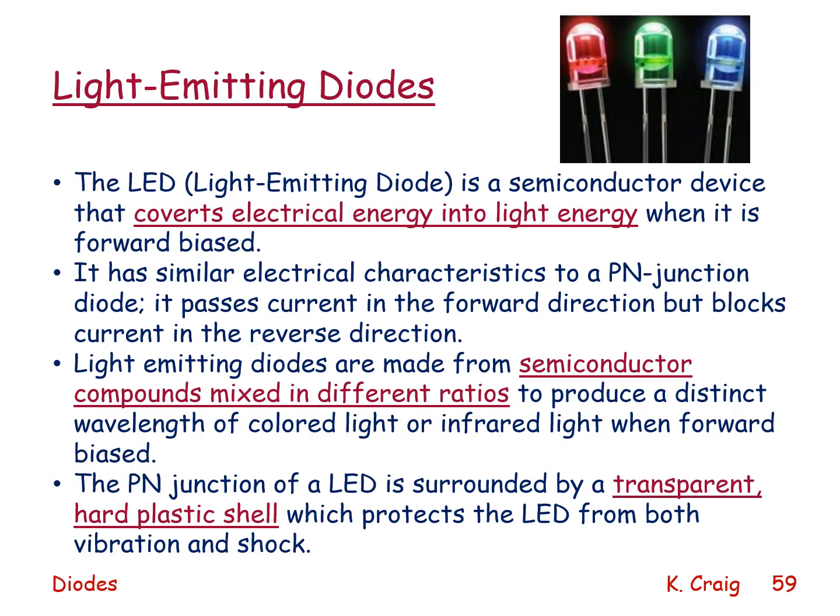Light-emitting diodes, or LEDs. The LED, light-emitting diode, is a semiconductor device that converts electrical energy into light energy when it is forward biased. It has similar electrical characteristics to a p-n junction diode. It passes current in the forward direction, but blocks current in the reverse direction. Light-emitting diodes are made from semiconductor compounds mixed in different ratios to produce a distinct wavelength of colored light or infrared light when forward biased.